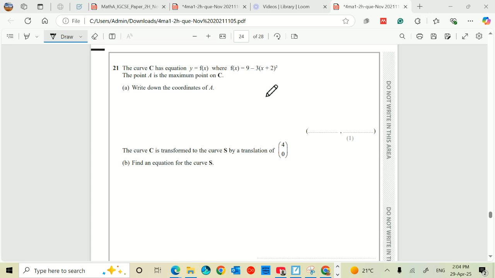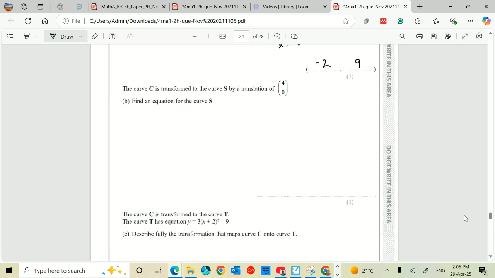Well, we look at the bracket here, and we have x plus 2, and we equate it equal to 0, which means that x is equal to minus 2. And of course it's written in the form of completing the square, which means that 9 is the y value. So the coordinates of A are minus 2 and 9 for 1 mark.